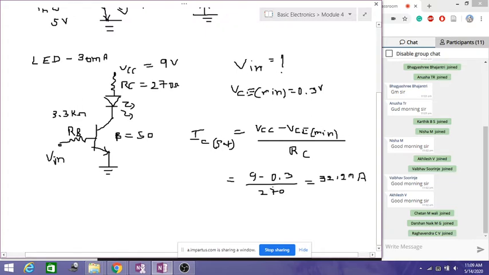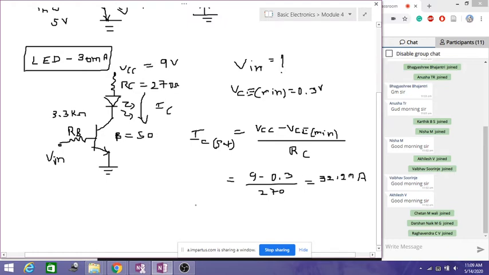32.2 milliamperes, which is very much greater than the 30 milliamperes. What is the required current? The current flowing through this entire path is the current IC. The question says the minimum current for the LED to glow is 30 milliamperes, and what is the current that we are maintaining here? The current maintained is 32.2 milliamperes.